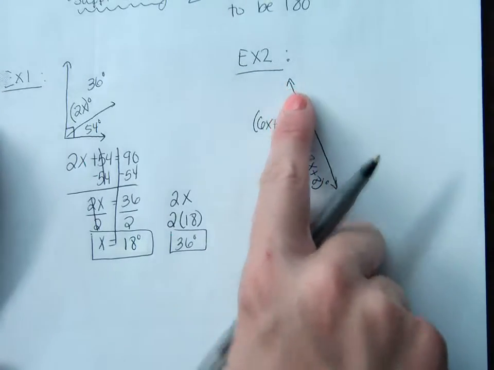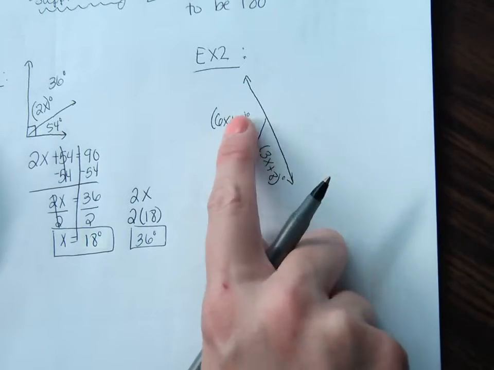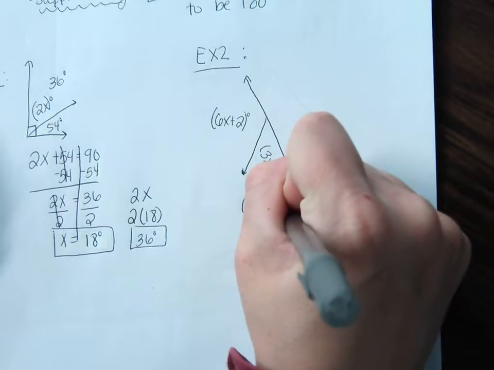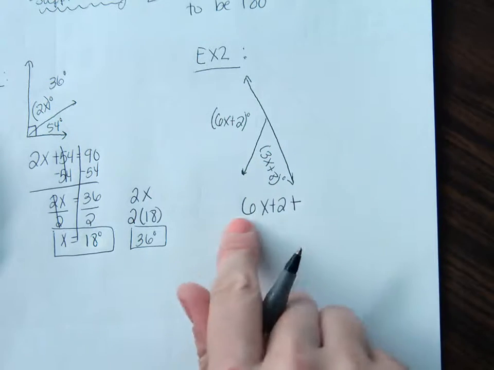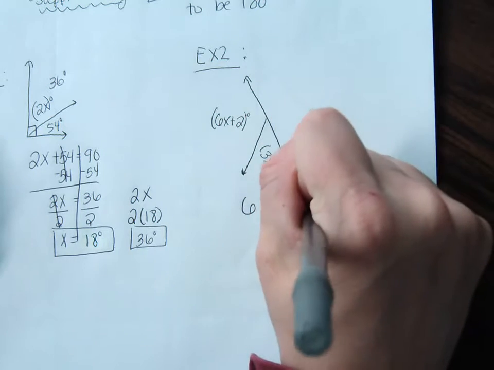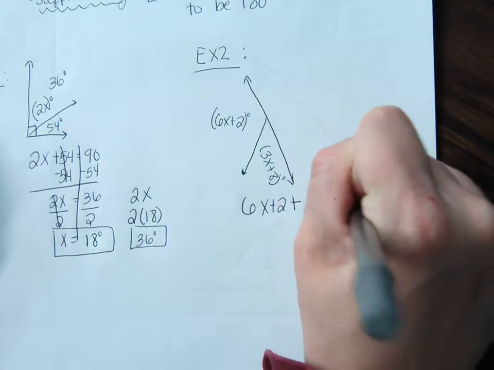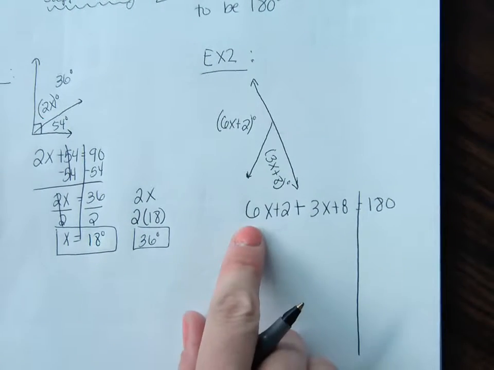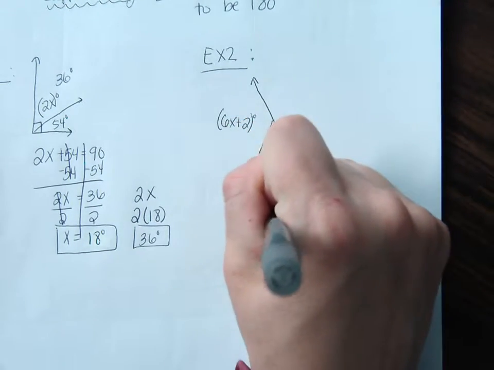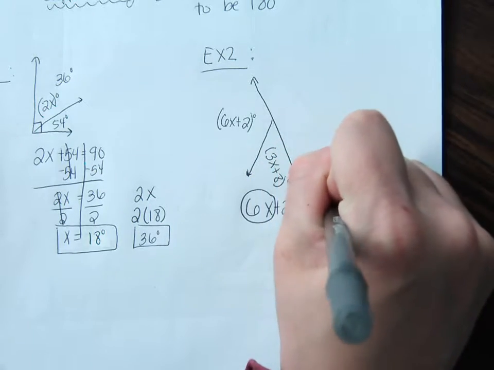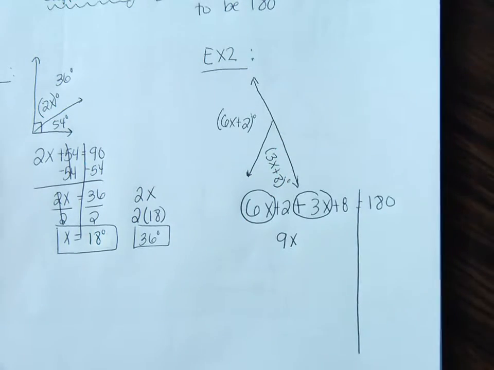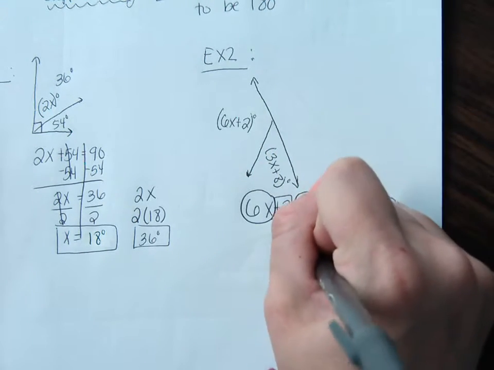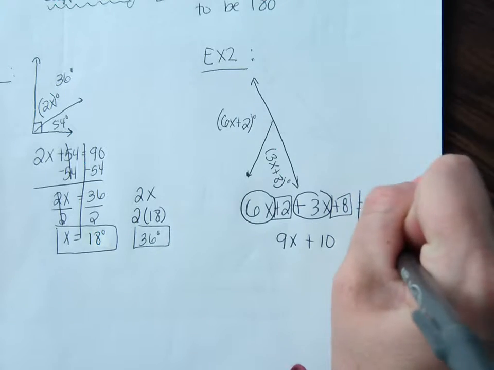Example 2. This is a straight angle. So both of these should add together to give me 180. So my first angle is 6x plus 2. My second angle, so this is the first angle plus the second angle, 3x plus 8 equals 180 degrees. Now we have to solve our equation. First thing we need to do is combine like terms. 6x and 3x are like terms because they both have x's, which gives me 9x. Then I have positive 2 and positive 8, which is 10, equals 180 degrees.